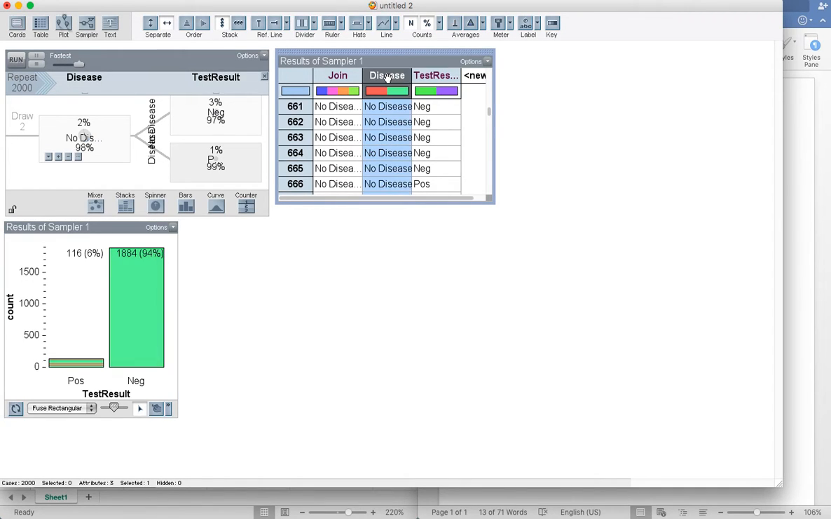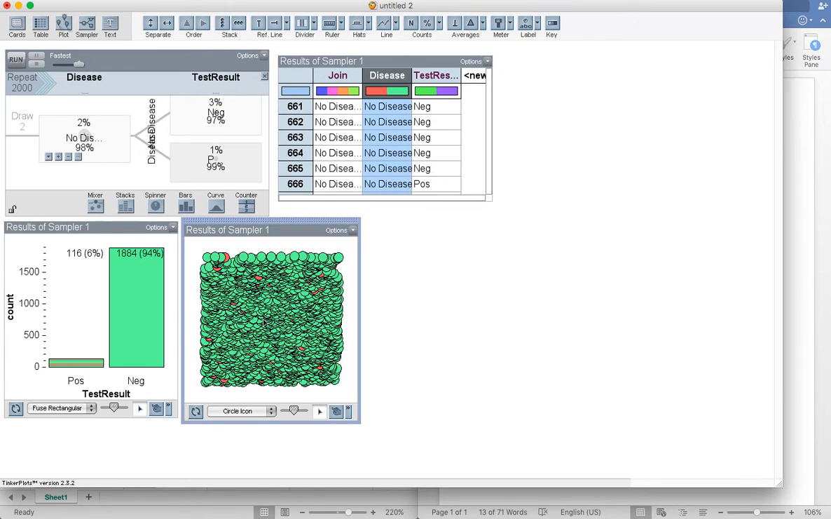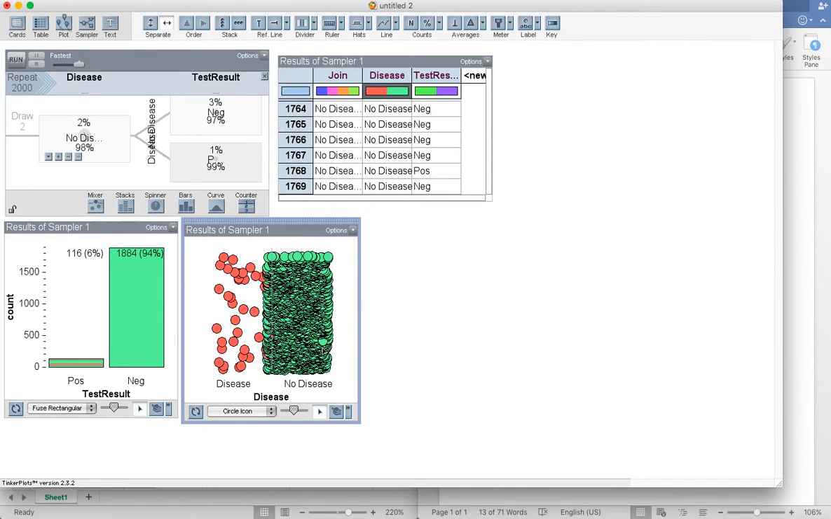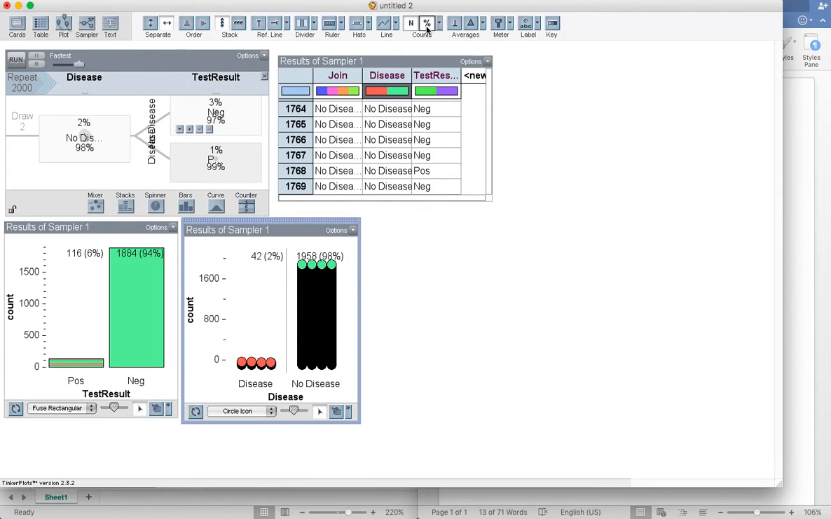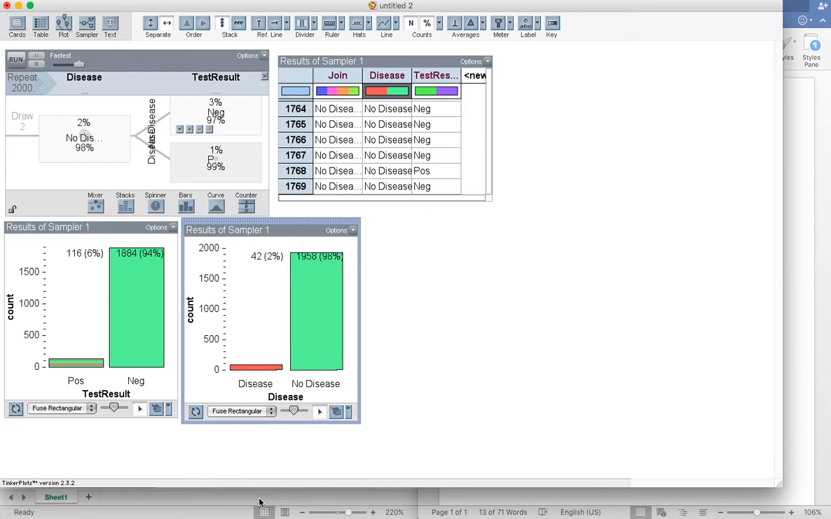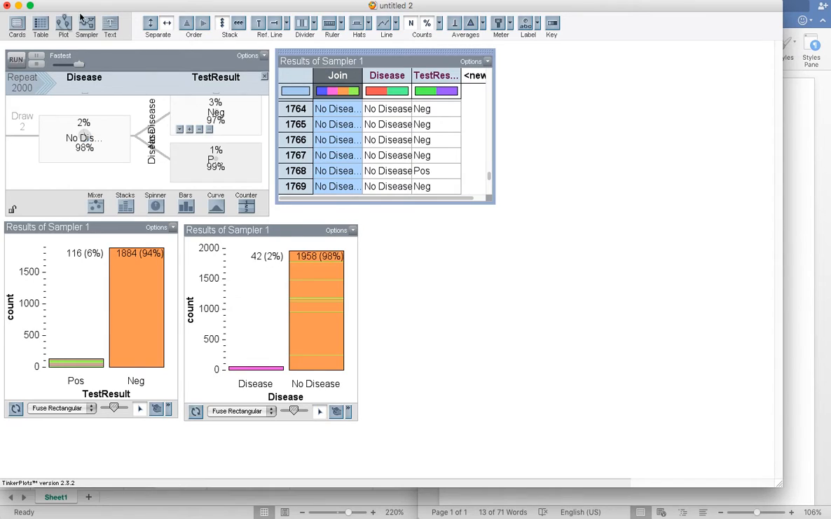Okay, let's look at the disease itself. I'm going to plot that, separate those out, stack them, count them, get the percents, and turn them into something a bit more readable. So it looks like 2% of the people actually had the disease, 98% did not. No big surprises there. And now I can also look at the joined results.